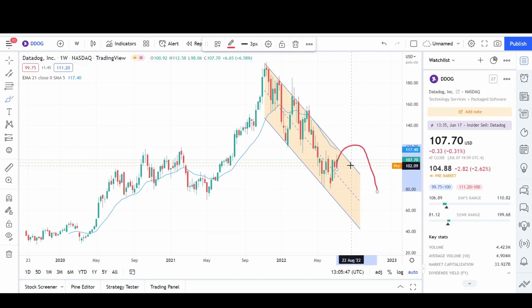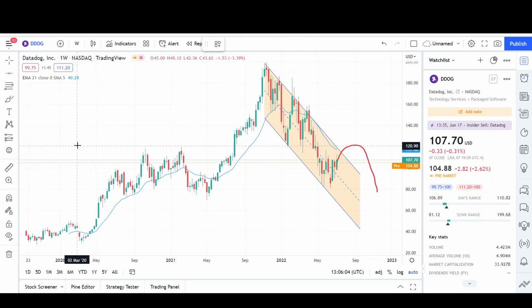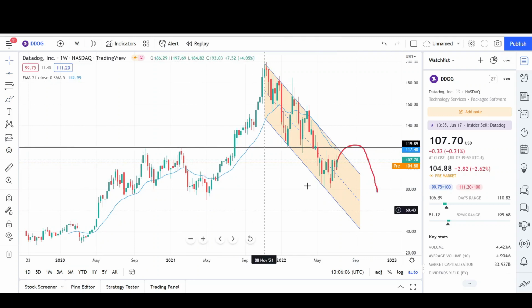So once we get that break, I'm just expecting that we don't have to get the break. We can get just rejected from the opposite side of the channel and then continue lower. But I'm expecting the break this time, because eventually it's going to do it. So I think now is a good time. I think we're going to pull back to that 120 level or the 125, maybe even the 130. Somewhere between the 120 and 130 level is where I'm expecting this pullback to go to.